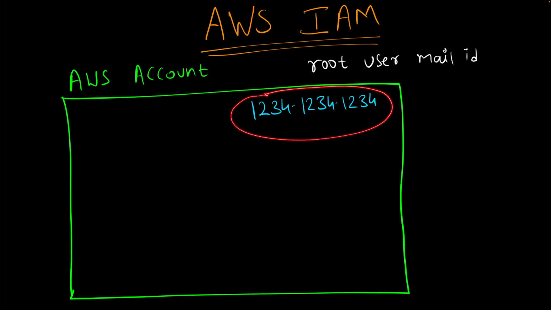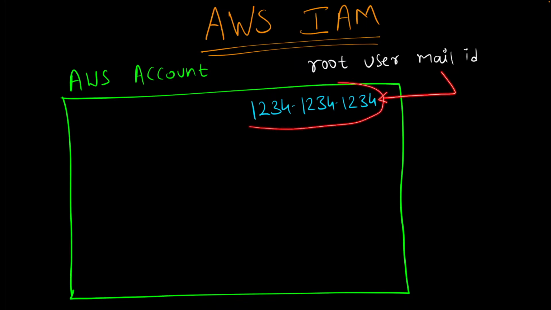Now this 12-digit account ID that you're looking at is unique to this particular account. There may be thousands of accounts or millions of accounts that AWS may have. Out of all those million accounts, how AWS is going to recognize your account is via this account ID, right? Now, why am I saying that the root user mail ID is associated? Every time you log in as root user, you get unrestricted privileges over this account.